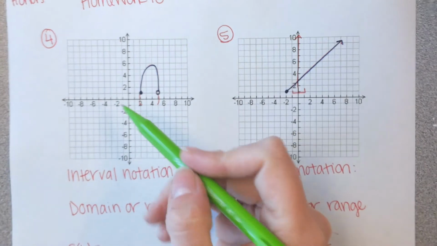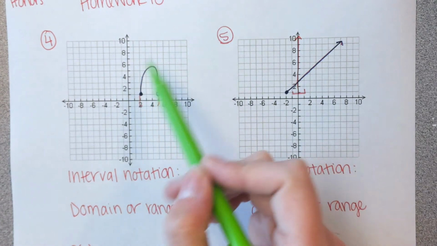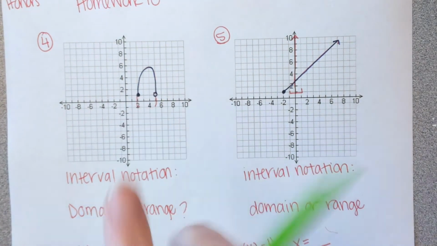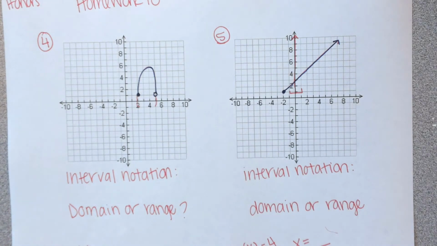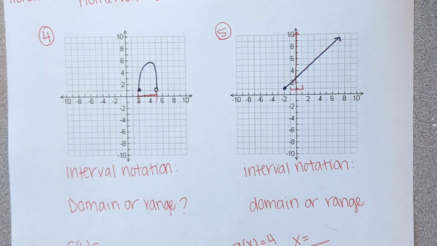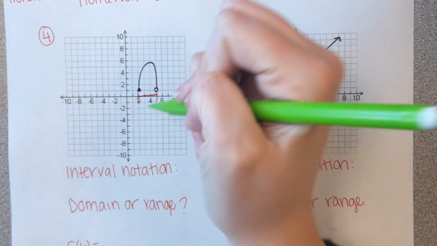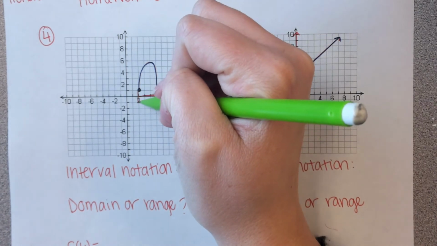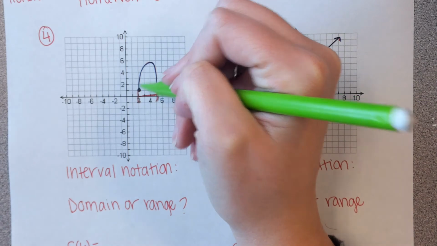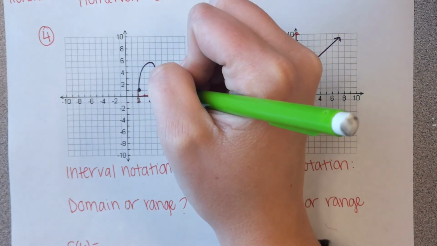All right, so on number 4, you're going to be given a graph, and it's going to ask you for the shaded values, and I think I forgot to shade this little portion on the graph with red. So it's going to ask you for the shaded portion in interval notation. So if we look here, it starts at 2 and goes to 5. So we have a closed circle and an open circle.